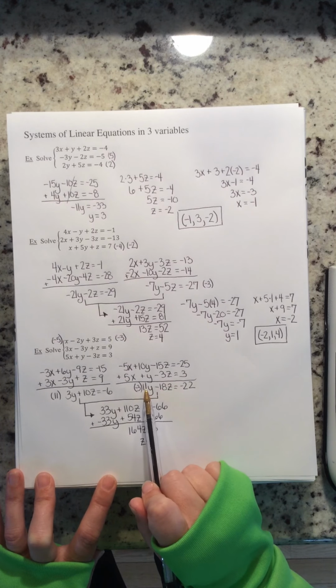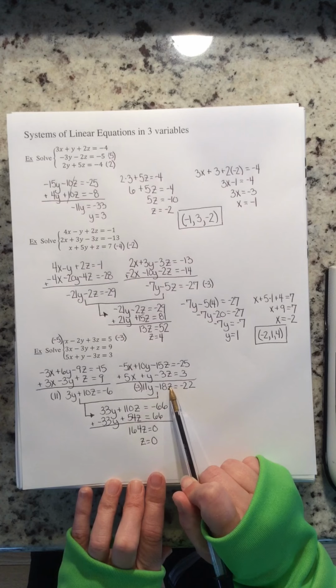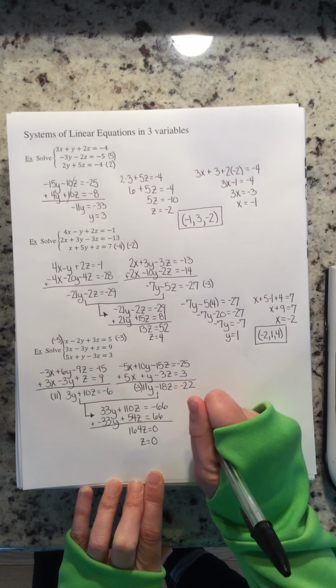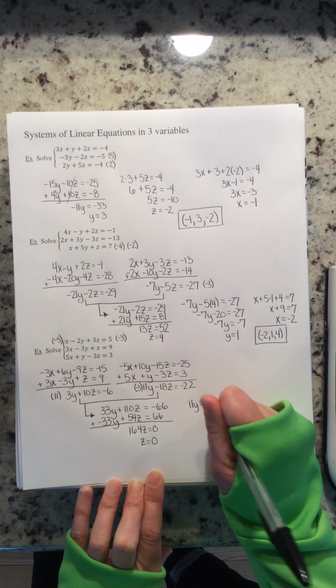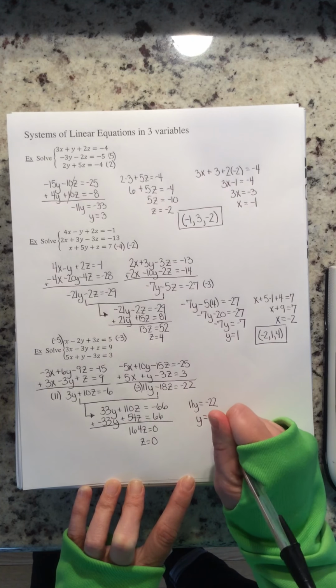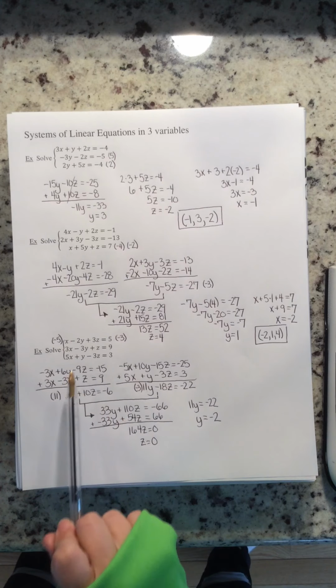Now I'm going to look at this equation here, and I'm going to replace that z with a 0. So that negative 18 times 0 is just 0. All that will be left is 11y is equal to negative 22. Dividing by 11, I'm finding that y is negative 2. Last step, we still need to solve for x. So look at the original equations.